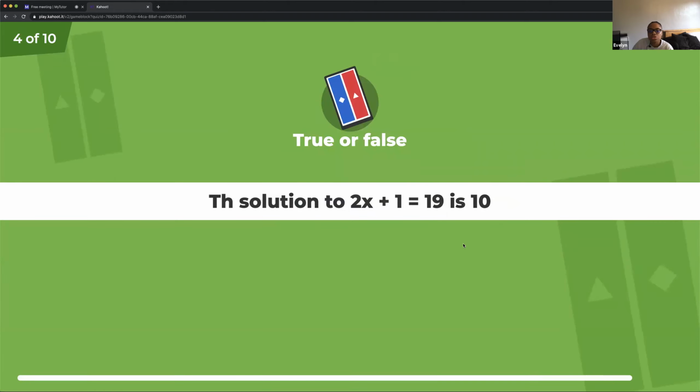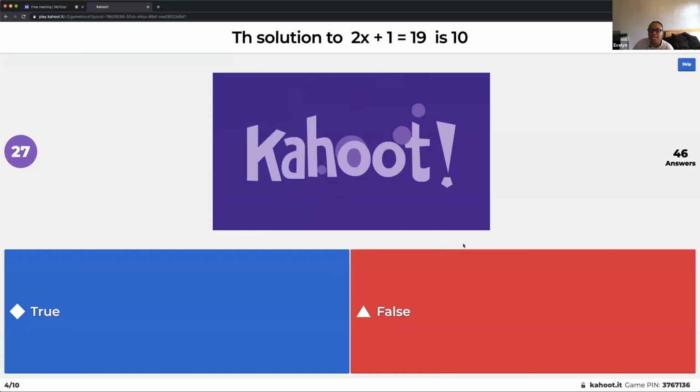The solution to 2x plus 1 equals 19 is 10. Is that true or is that false? So have a go at solving it, and do you get 10?